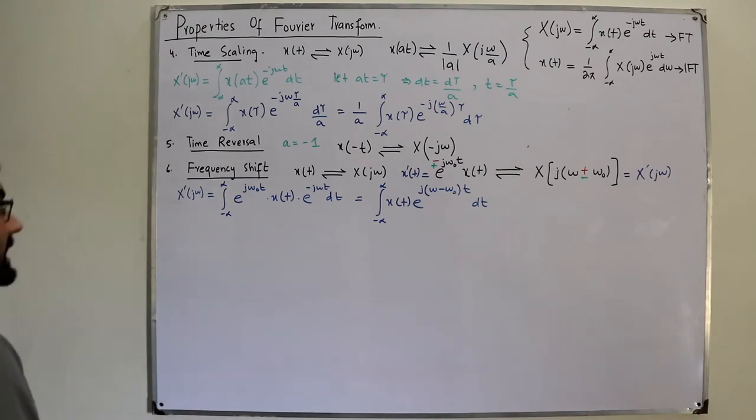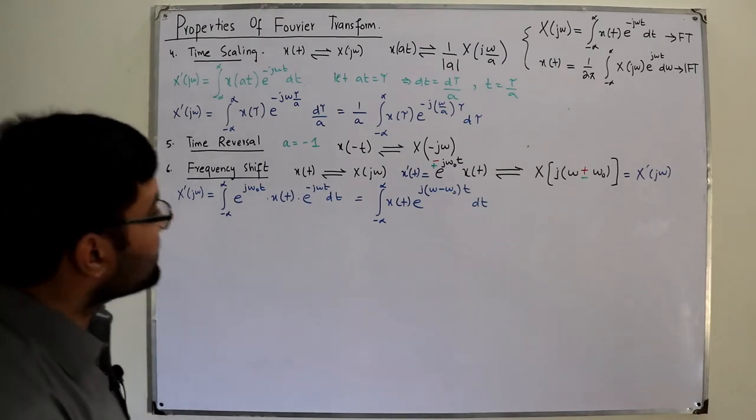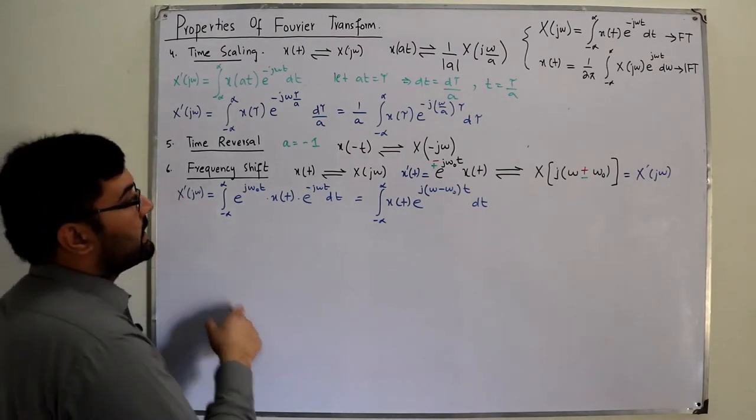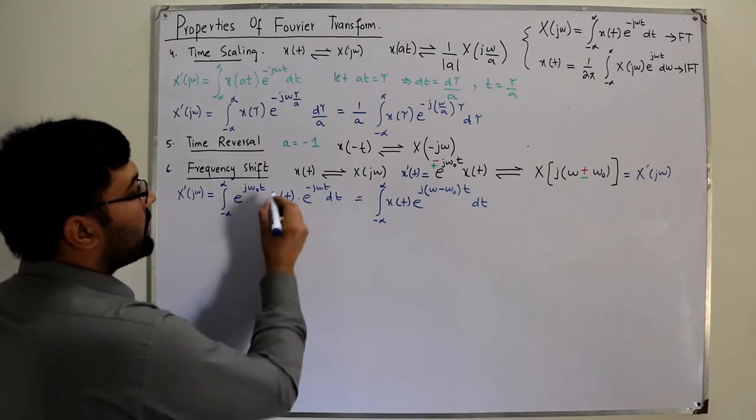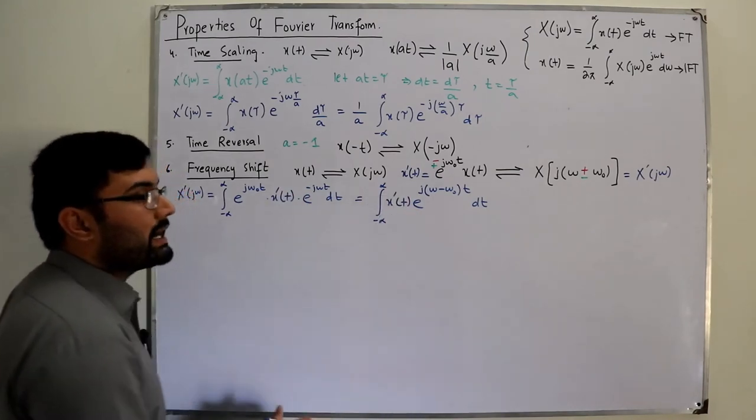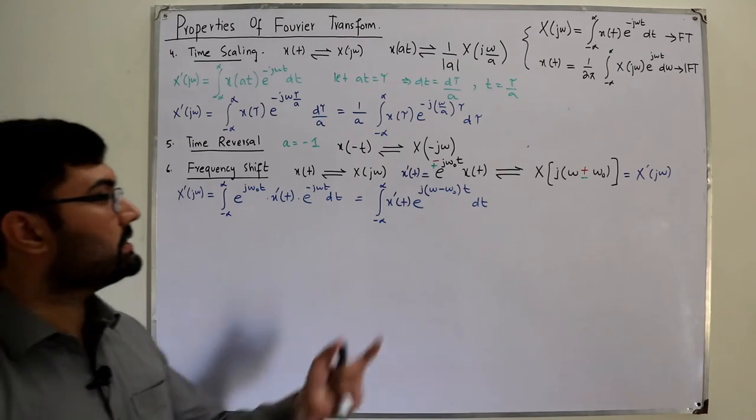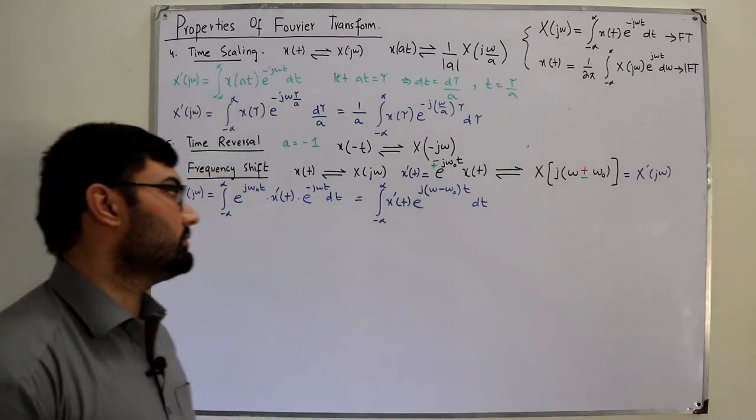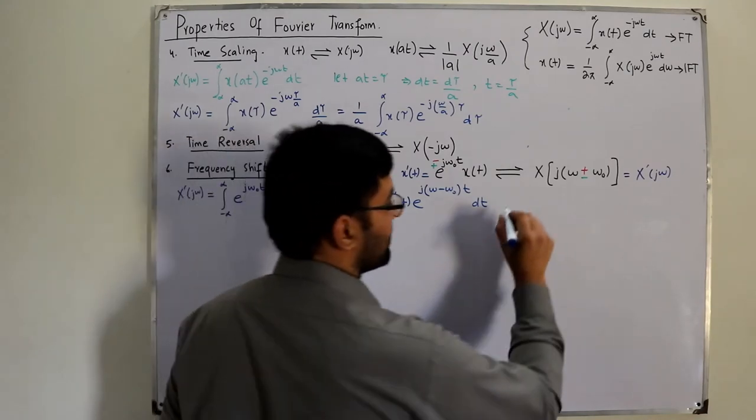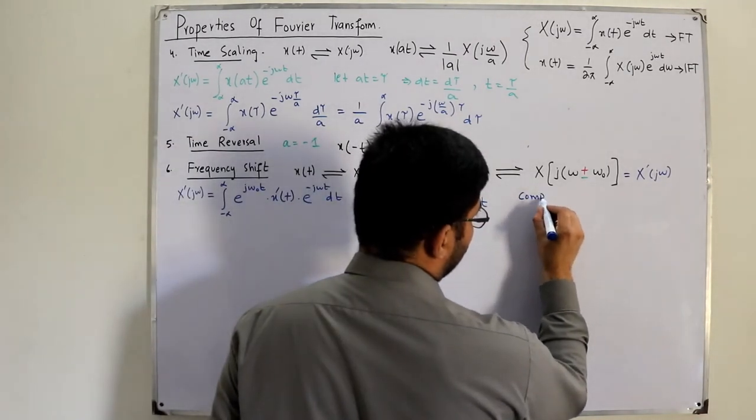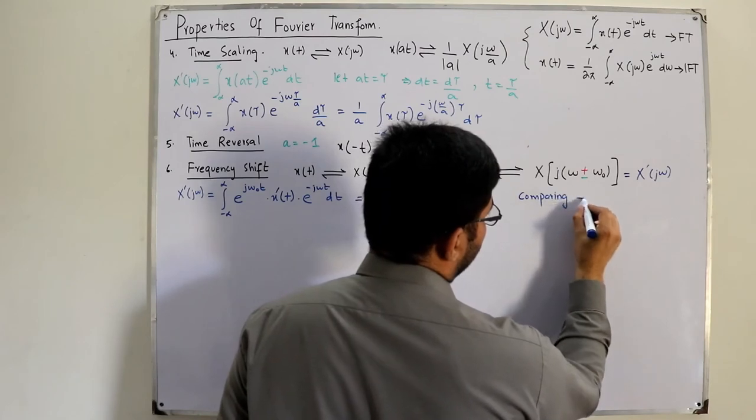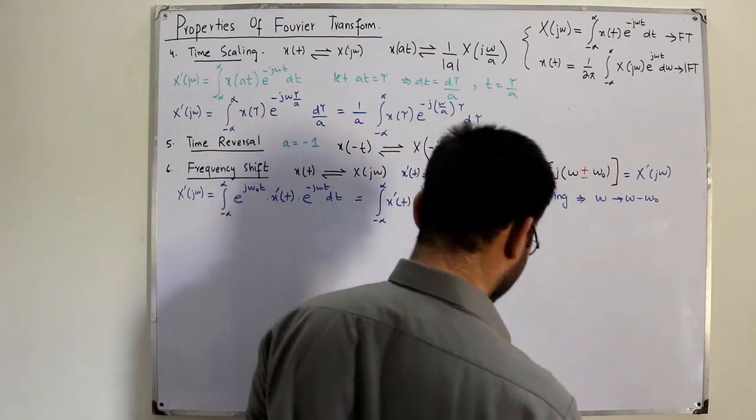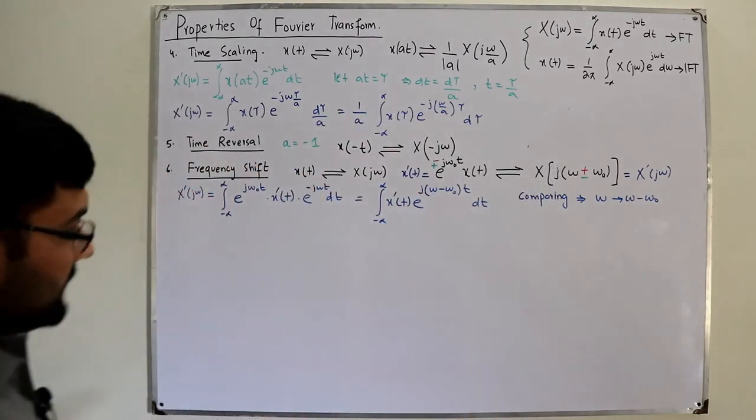If you compare, the comparing implies what? That this is the Fourier transform, X dash of j omega is the Fourier transform of x dash of t, but at which frequency? At frequency equal to omega minus omega naught, which means that this is the shifted version of the original Fourier transform. Comparing implies that omega is replaced by omega minus omega naught.